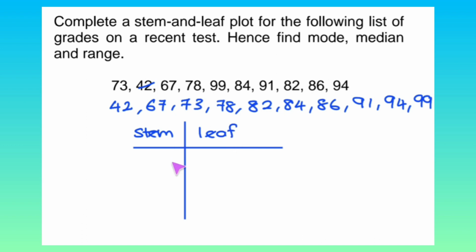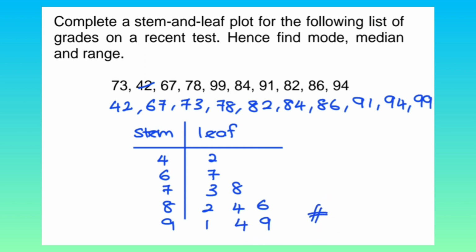So our number here will be 4 on the stem, 2 on the leaf. So it represents 42. Okay, next we have 67, 73, 78, 82, 84, 86, 91, 94, 99. So this is our stem and leaf diagram.